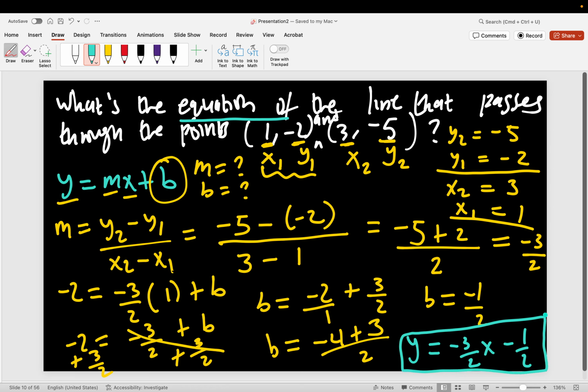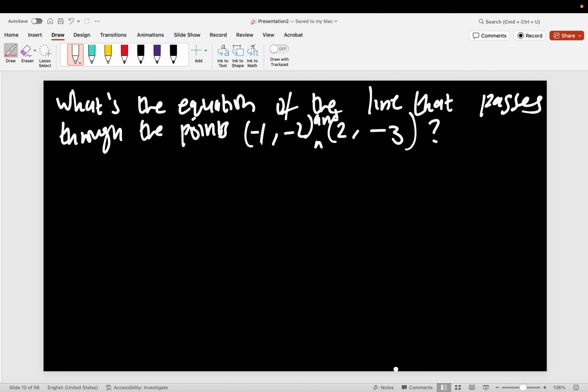Okay, let's do one more problem. What's the equation of the line that passes through points -1, -2, and 2, -3? So it's the same thing. Again, we're finding the equation. So we start with our slope-intercept form, which is y equals mx plus b. So all we need in order to find the equation is m and b.